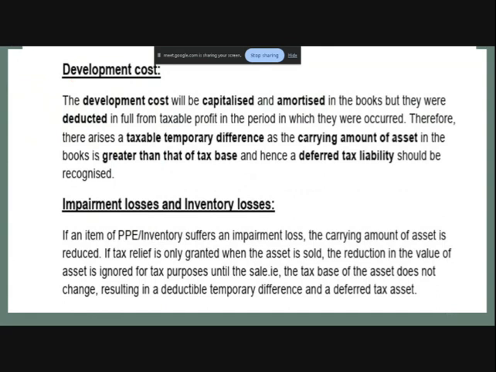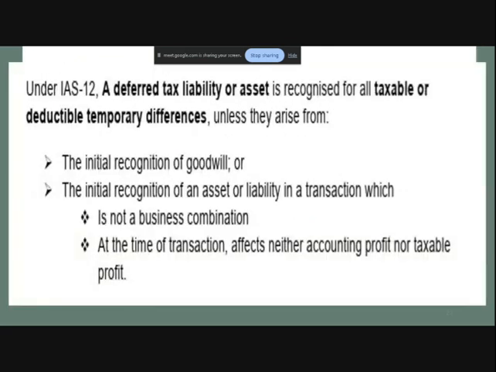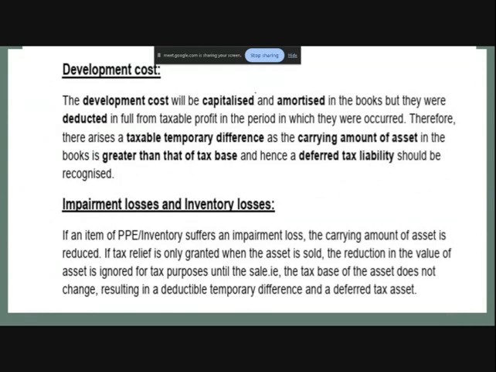In this case, I have added a few pictures in this. Just read it, just go through it. That's the only thing needed. For example, in the case of development cost, it will be capitalized and amortized. If it meets the criteria, we will capitalize it, right? But in tax, it will be written down as an expense.